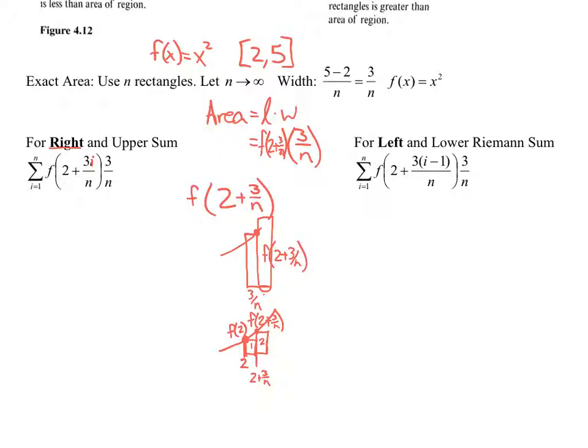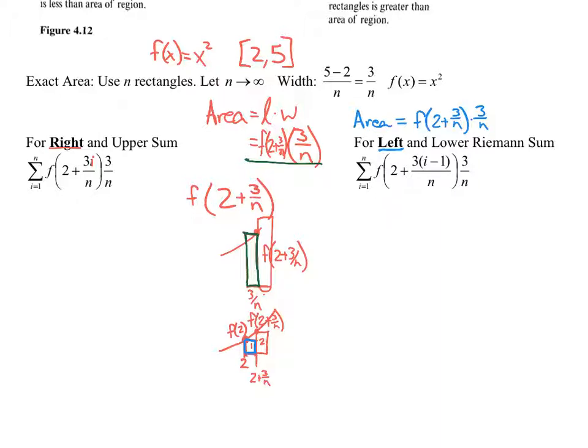But again, you can see the area for the left side, I'll switch colors here, the area is f of 2 plus 3 over n times 3 over n, and that's the area of that first rectangle right here. So both of these formulas, this one is for the first rectangle using the right side, and this one is for the first rectangle using the left side.